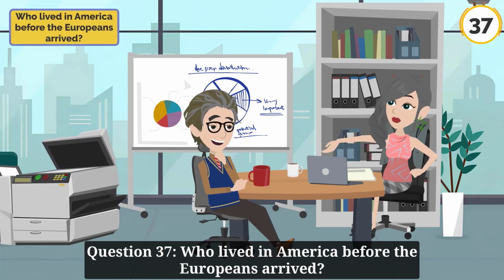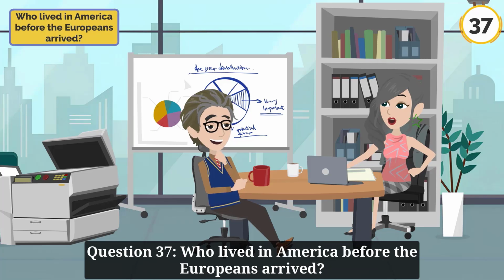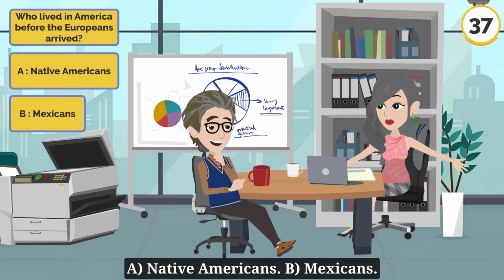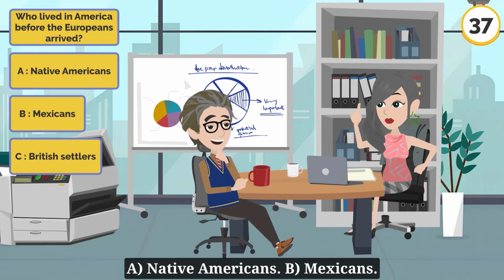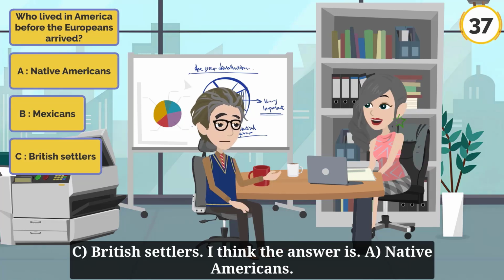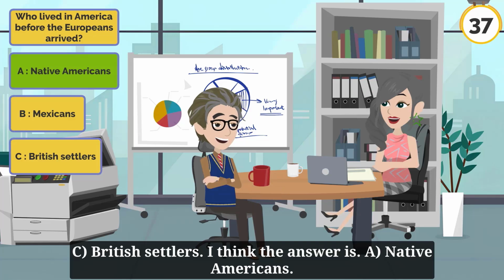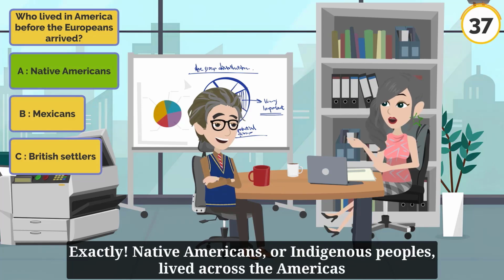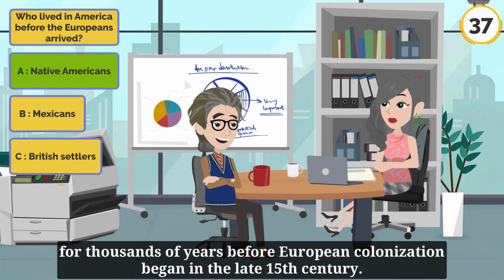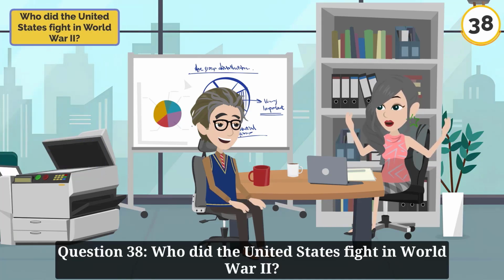Question 37. Who lived in America before the Europeans arrived? A. Native Americans. B. Mexicans. C. British settlers. I think the answer is A. Native Americans. Exactly. Native Americans, or indigenous peoples, lived across the Americas for thousands of years before European colonization began in the late 15th century.